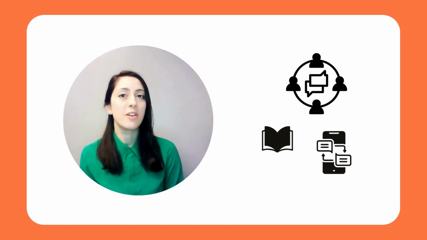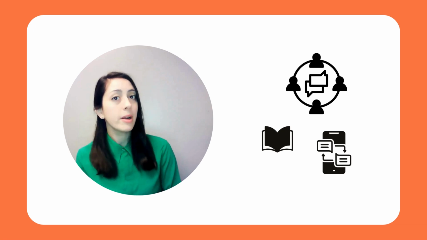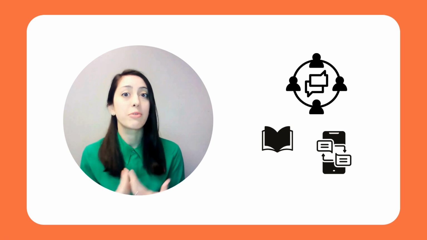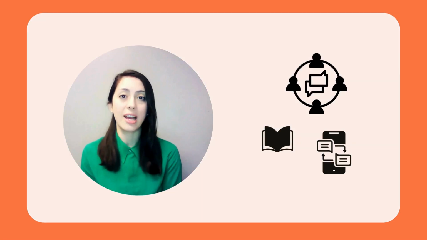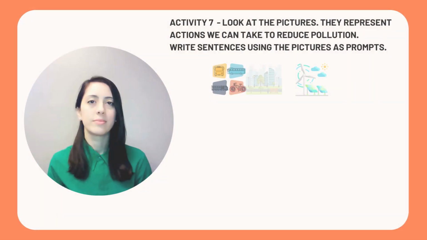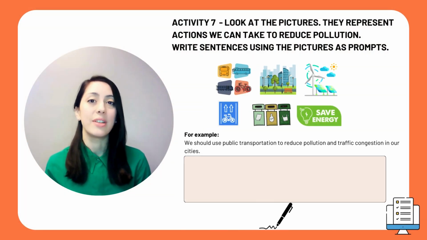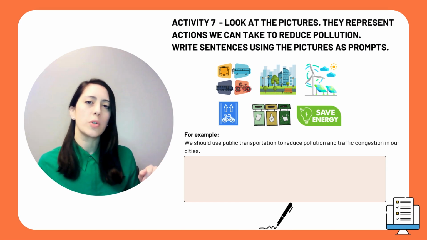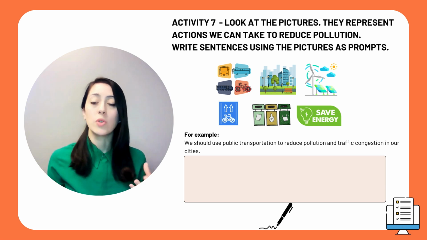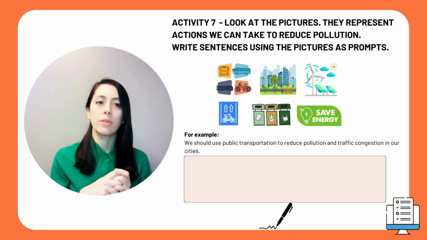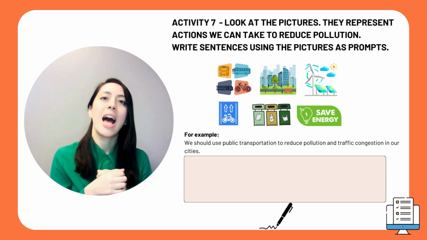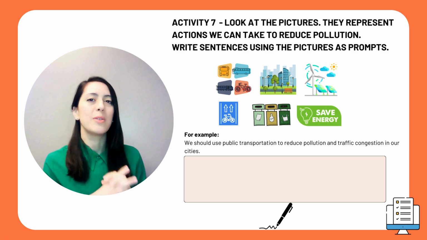Thanks for posting your answer in the forum. Remember, you can read your classmates' posts and make comments. It's a great opportunity for you to interact. Activity 7. This is a writing activity. Look at the pictures. They represent actions we can take to reduce pollution. Write sentences using the pictures as prompts. Follow the example.